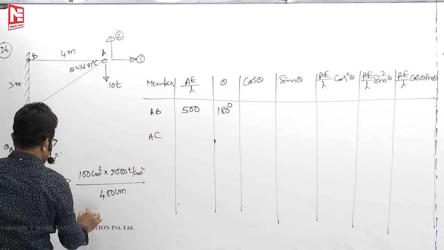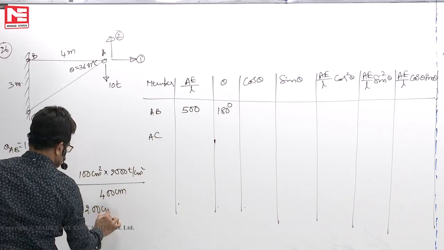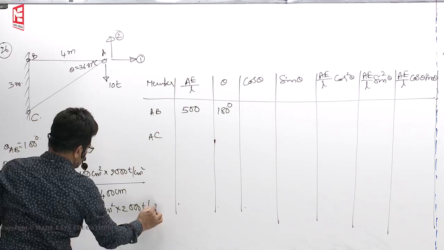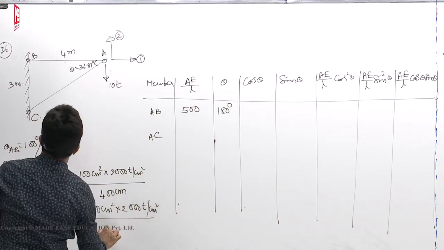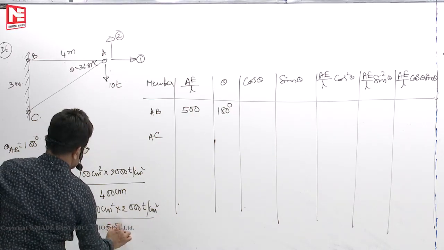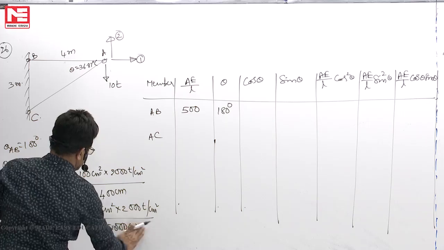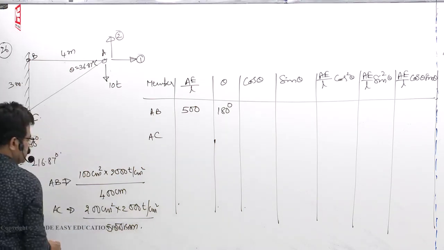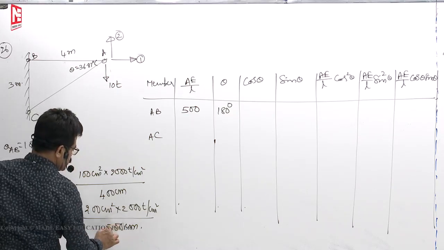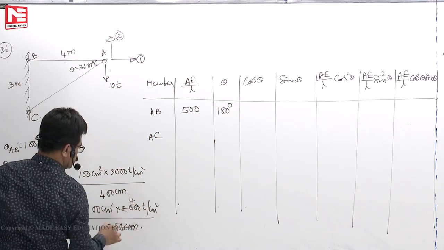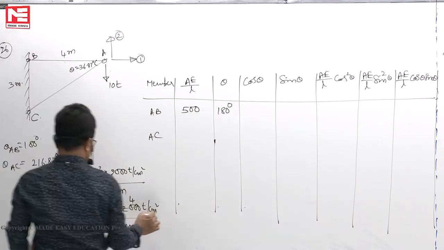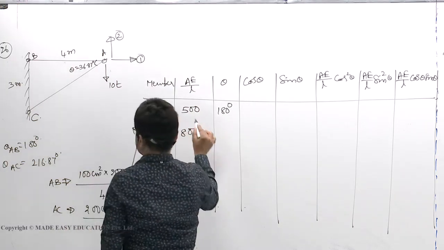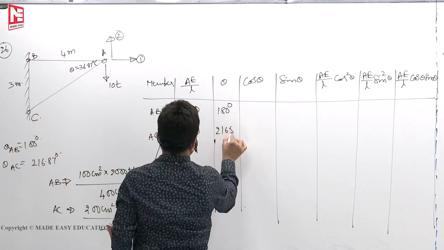Next, AC member. AC member 200 centimeter square. E means 2000 tons per centimeter square. By length, AC member is 500 centimeters. Okay. So you will get 500 means 4 into 2, 8, 800. Theta 216.87.